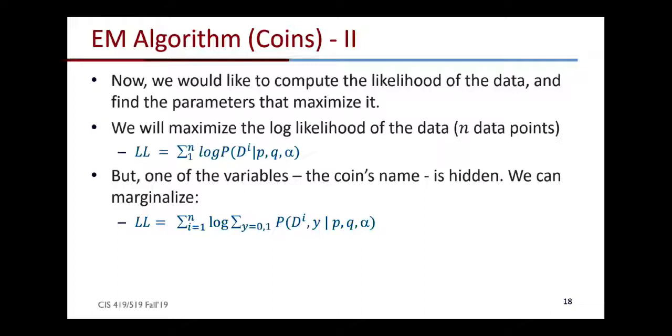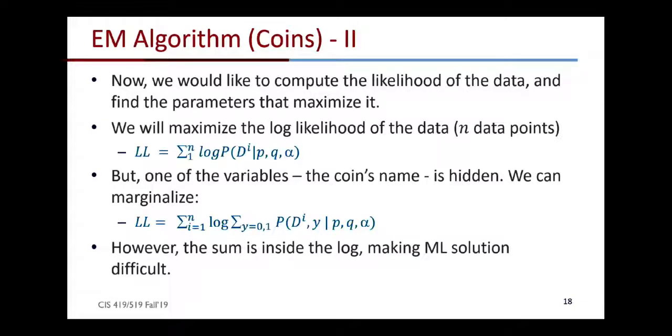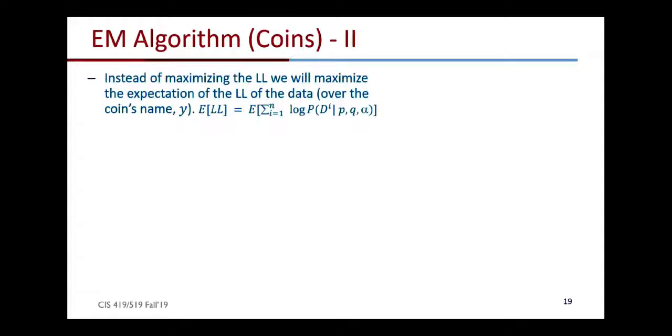Now we see a problem. Because the sum is inside the log, maximizing it, finding the most likely solution is difficult. And this is the technical difficulty in the EM algorithm. We cannot maximize this, and instead, we're going to maximize the expectation of the log likelihood over the coin's names, over the missing variable. So we're going to maximize this, the expected log likelihood, which is the expectation over this variable.